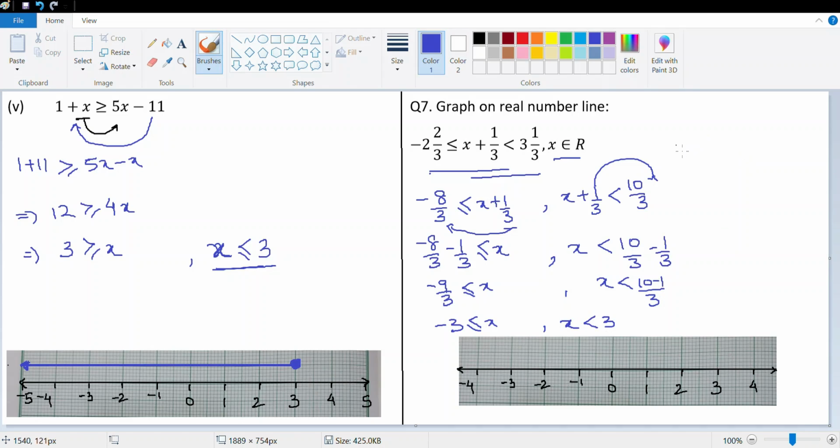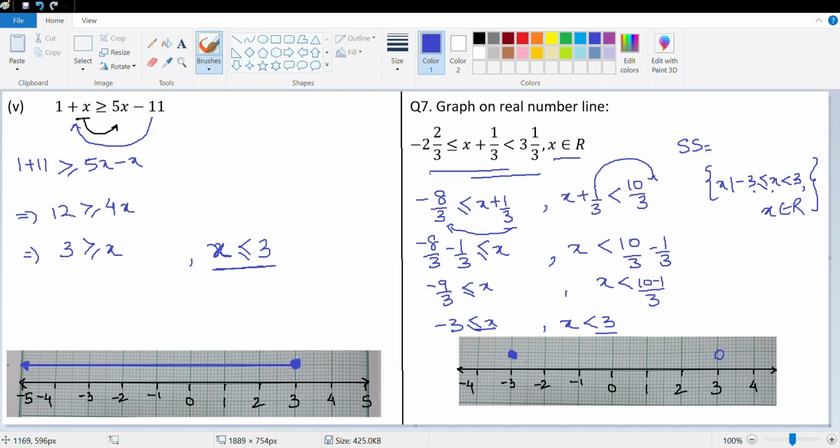So my solution set would be x such that negative 3 is less than or equal to x, and x is less than 3, and x belongs to real numbers. The value of x is less than 3. It's not equal to 3, it's less than 3, which means the circle on 3 would be an empty circle. On this side, x is more than negative 3, but it is also equal to negative 3, which means the circle at negative 3 will be a filled circle.